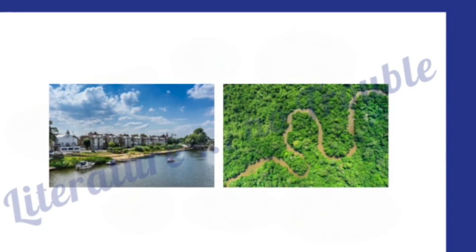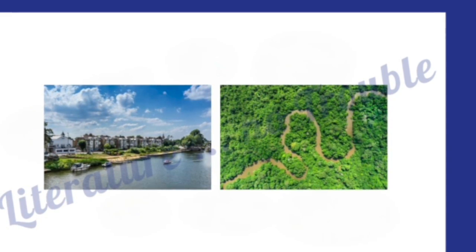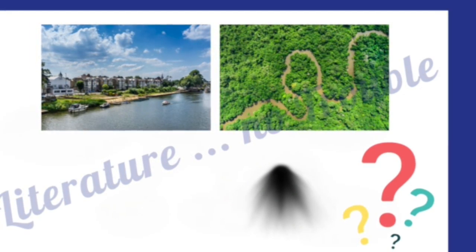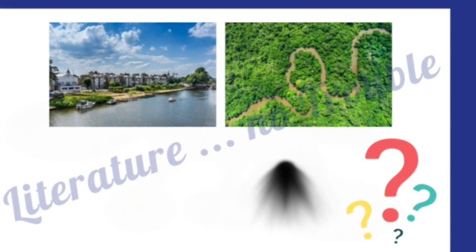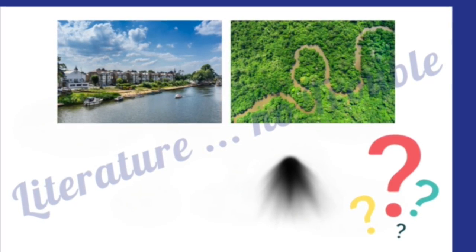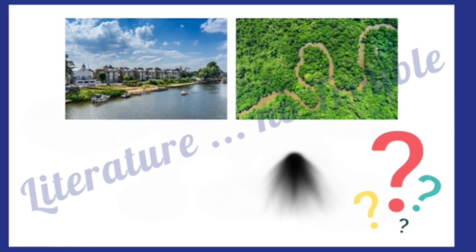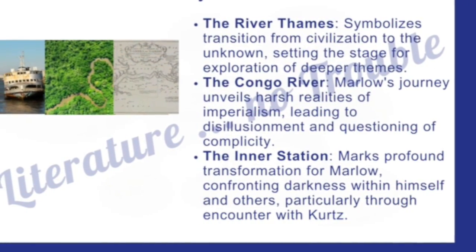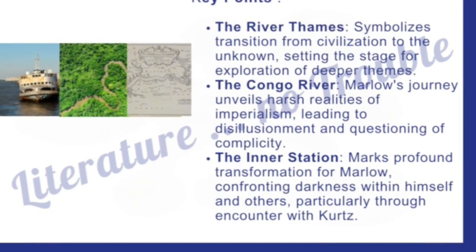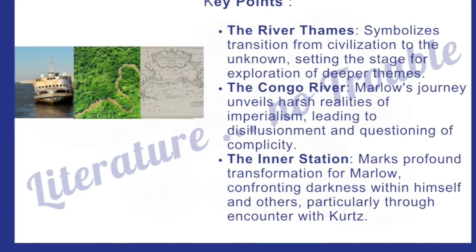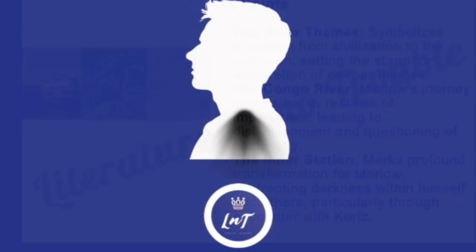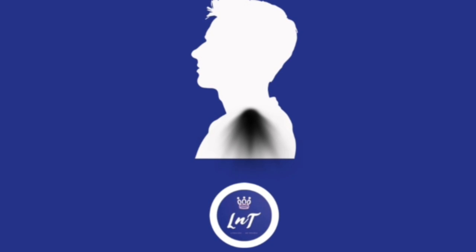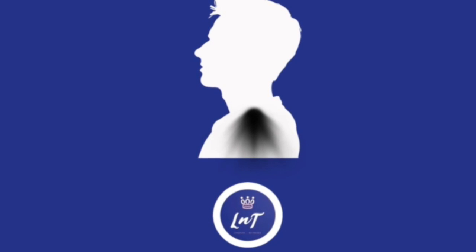He is initially shocked by what he encounters. At each stop, Marlow grows more disillusioned, questioning his role in the colonial system and facing its moral complexities. The Congo River contrasts with the Thames as a symbol of darkness and the unknown. At the inner station, he faces the darkness within himself and others. Here he meets Kurtz, a figure whose madness reflects the colonial system's truth. With this encounter, Marlow finally understands the darkness around him and the moral decay within himself.